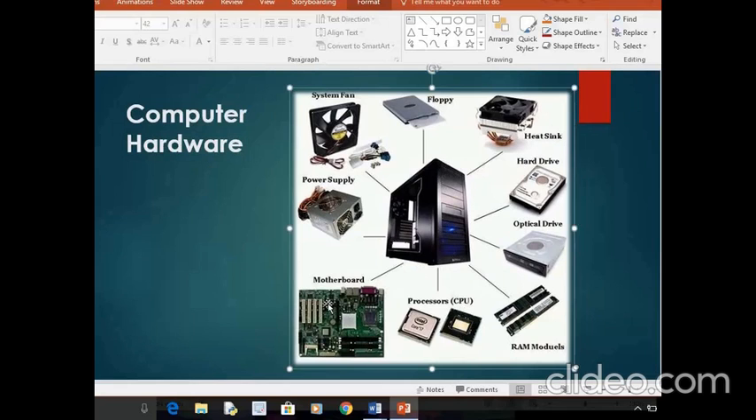Next, come back. Inside the CPU cabinet, the hard disk will be there. This is the secondary memory. We go to the file menu and save, and whatever you save will be stored inside this hard drive.